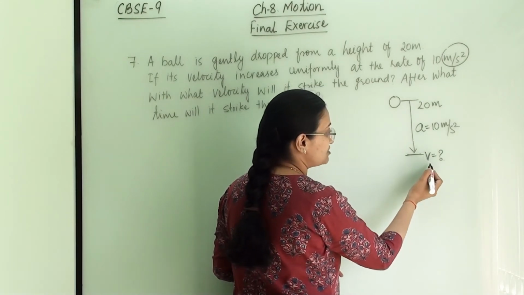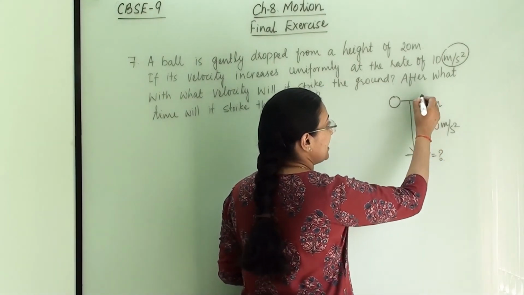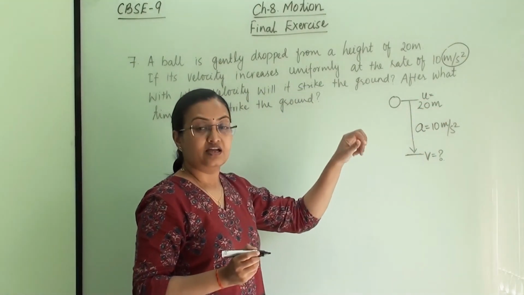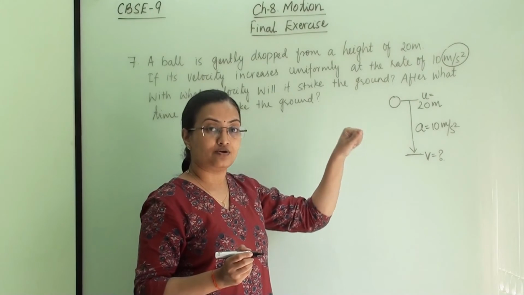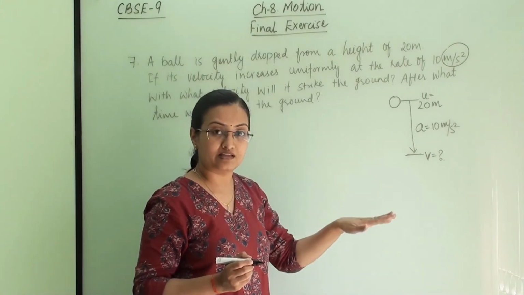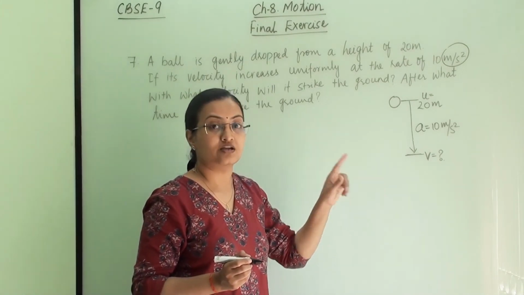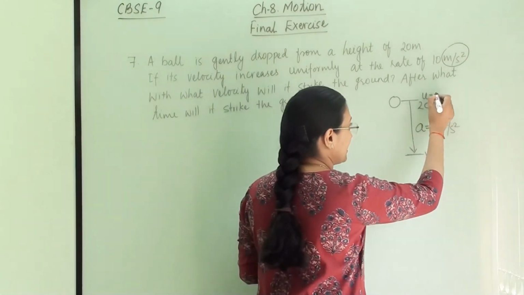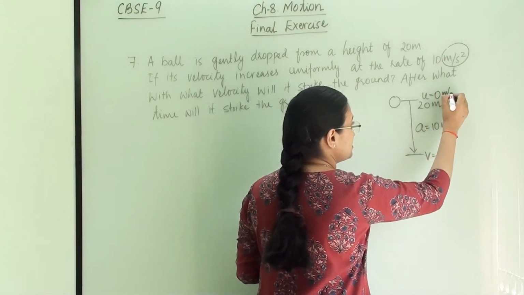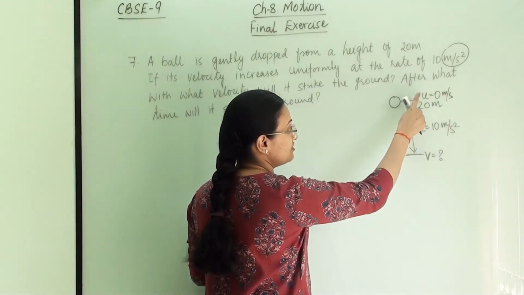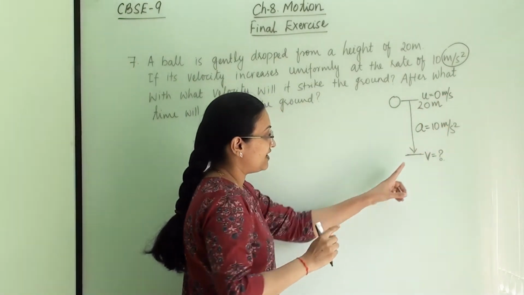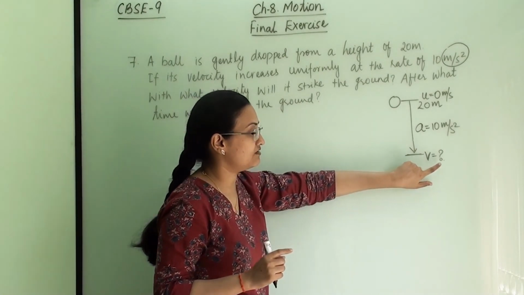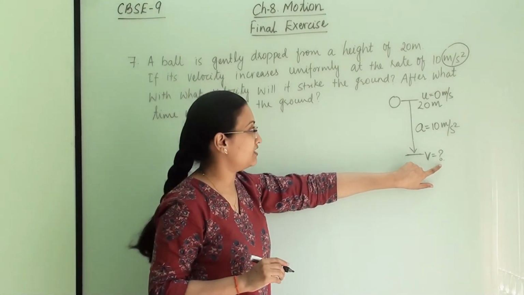So final velocity we have to find out, and initial velocity. When we are dropping it from the hand, we are not applying any force, we are just dropping it. So its initial velocity will be 0. And the final velocity is the velocity with which it will strike the ground. So that final velocity we have to find out.